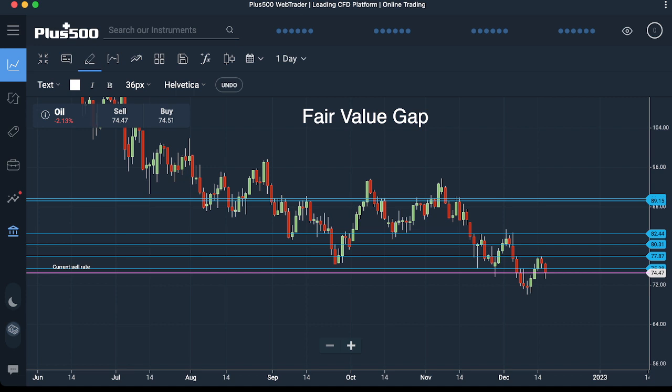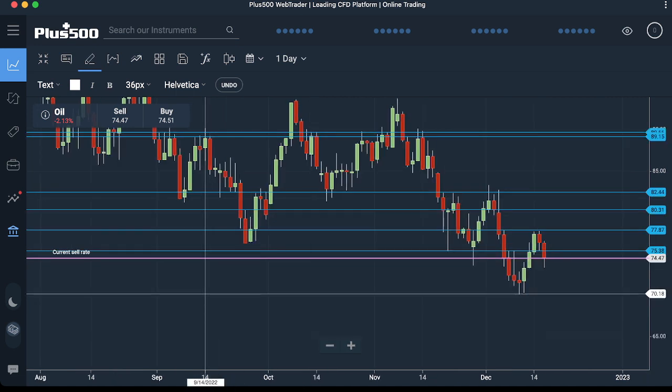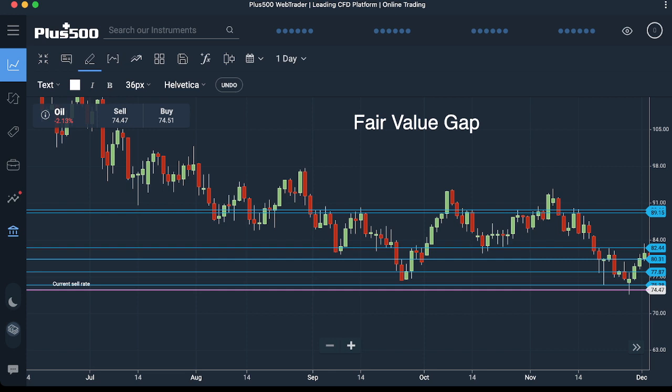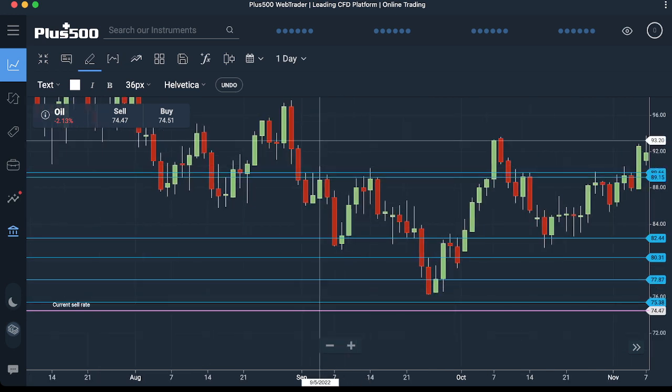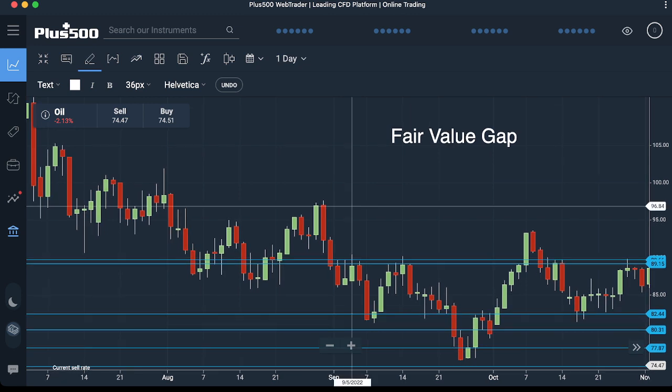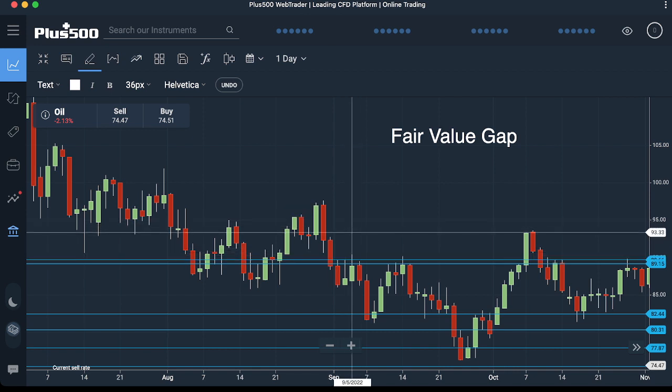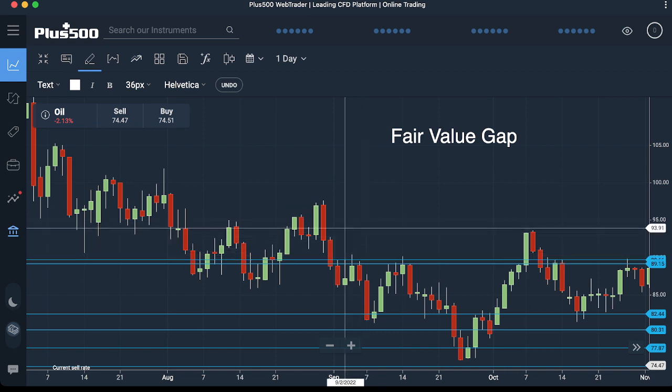So let's zoom in on the daily chart, and here you can see this is the fair value gap. Each blue line that you can see on the chart is considered to be a fair value gap at a specific point of time. Always remember, fair value gap is there in every time frame. What we are discussing is in the daily chart. Definitely you can go to any time frame and find different fair value gaps.